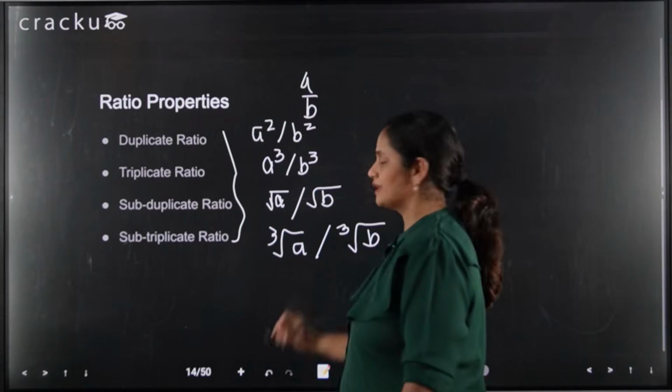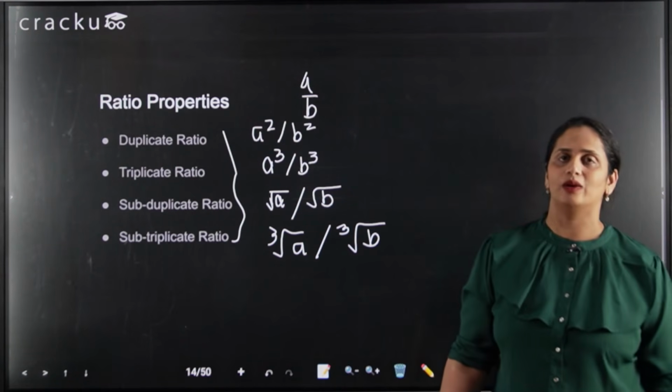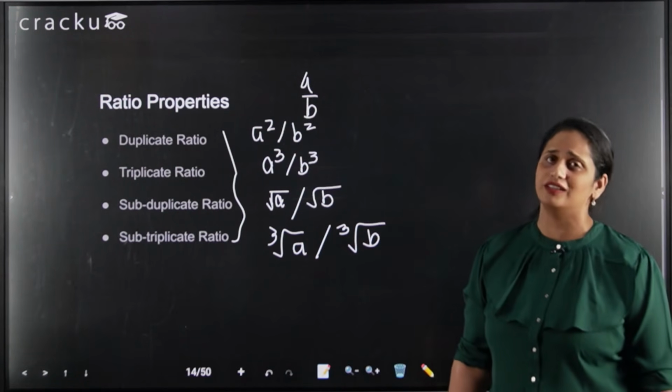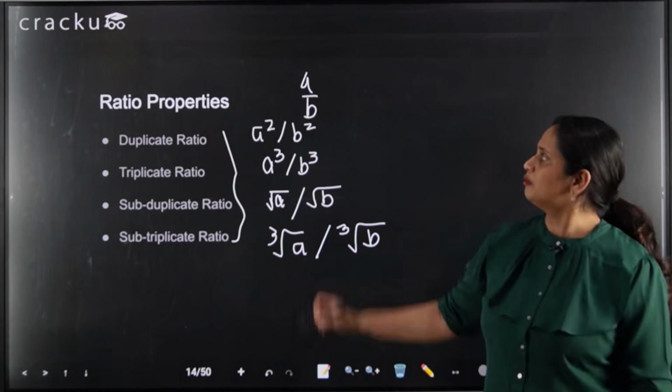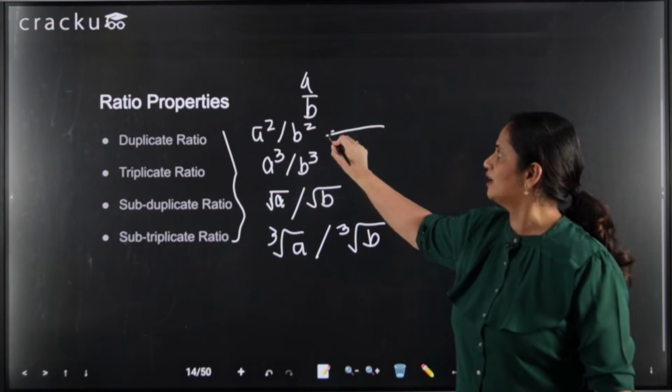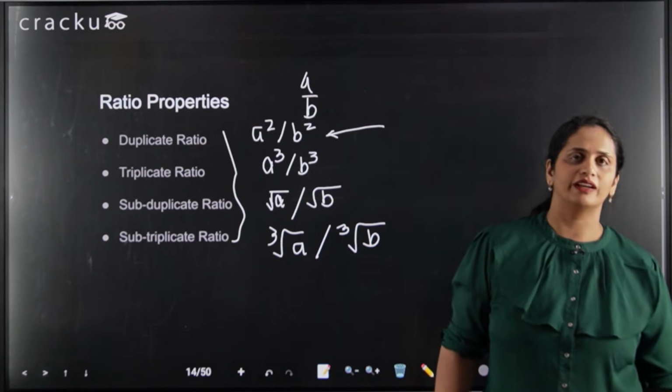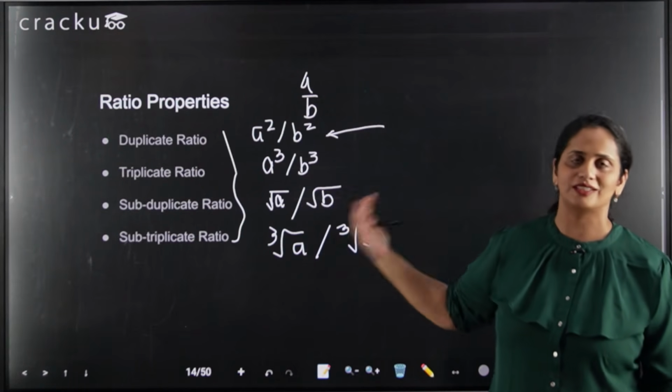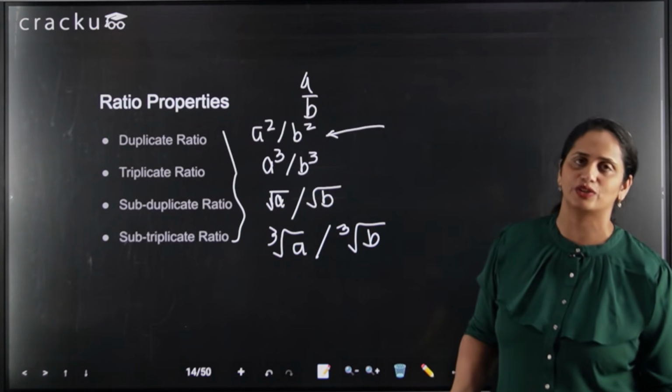To be honest, this is never asked. In CAT at least, I don't remember even a single time any of these has been asked. But duplicate ratio has been asked in that. So to that end, I am covering it. But this concept, just remember what duplicate ratio is, triplicate ratio is.